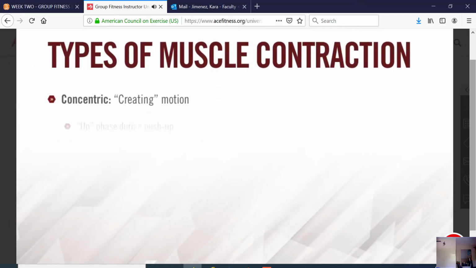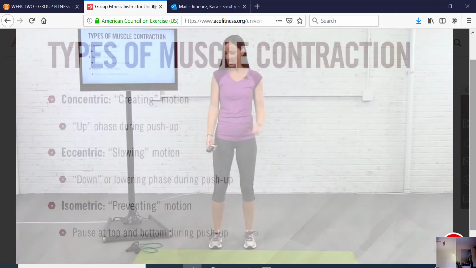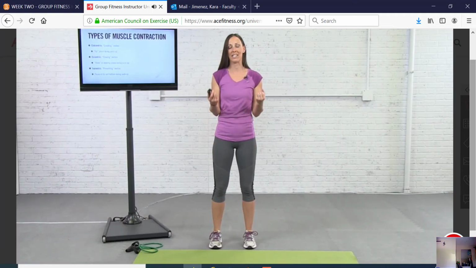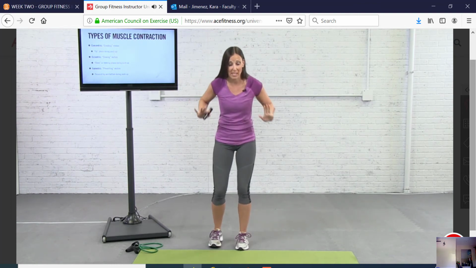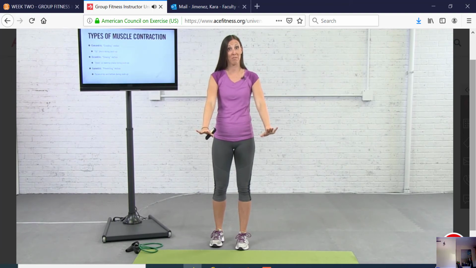There are 3 types of muscle contractions. The first is the concentric phase. That is the shortening phase where motion is being created. In a bicep curl, it's the up phase of the curl. In a push-up, it's pressing yourself away from the earth, creating movement.